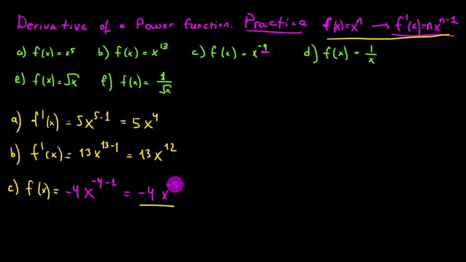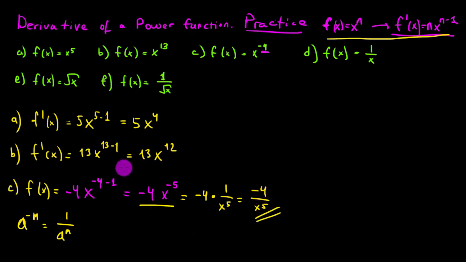So you have the power is negative. If the power is negative, for example, a to the power of minus m, you can write this as 1 over a to the power of m. So this one you can write as minus 4 times 1 over x to the power of 5, which is minus 4 over x to the power of 5. So that's the answer.